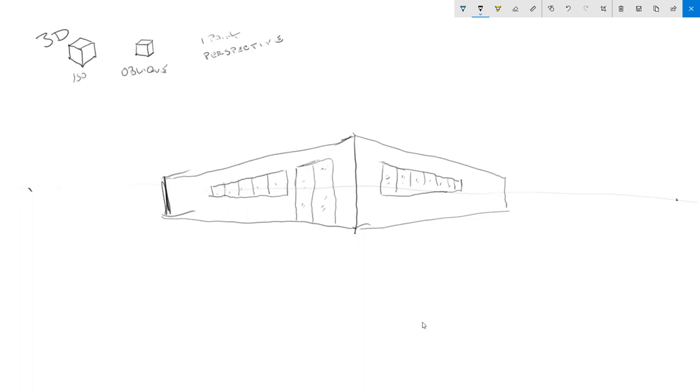So you get an idea of the depth of this building because we have 2 points. 2 point perspective. It's okay, Alexa. I got it this time. Thank you. 1, 2. Okay. Large eraser. There we go.